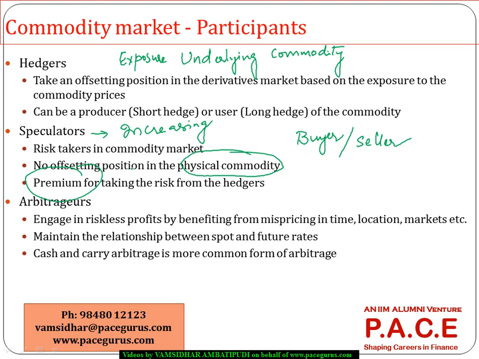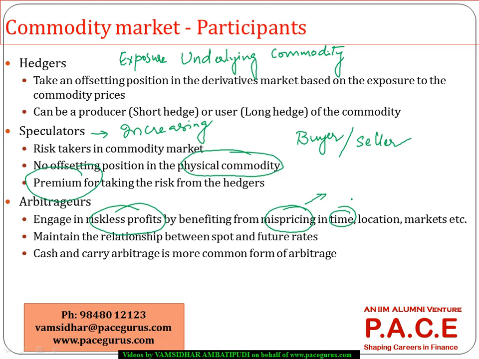Then there is a third category of investors in the commodity market who are called arbitrageurs, whose intention is to make riskless profits by trying to benefit from the mispricing of the assets in various markets, various geographies, various time zones. They want to benefit from the mispricings of the same commodity in different markets. It could be because of time difference, spot versus futures differences, or the market 1 versus market 2 differences. They want to benefit by the mispricing.